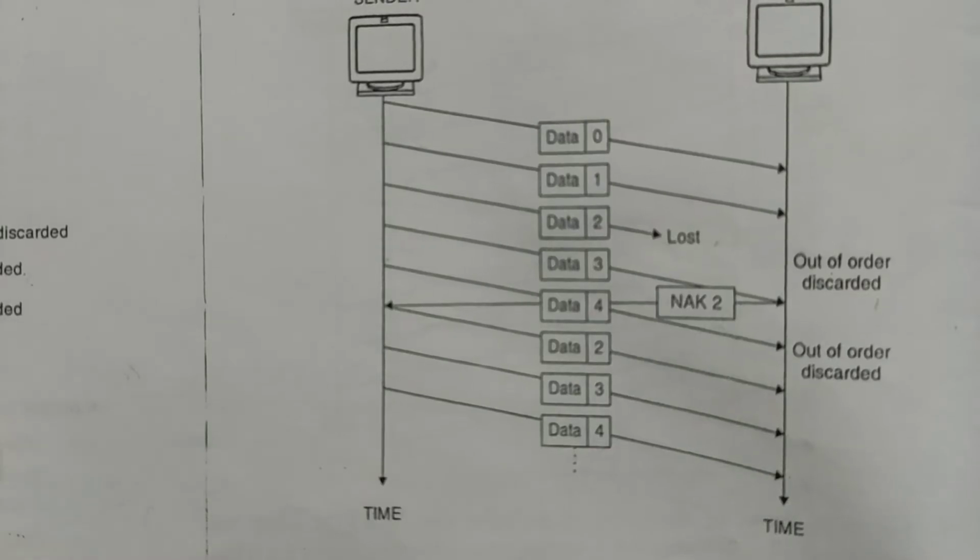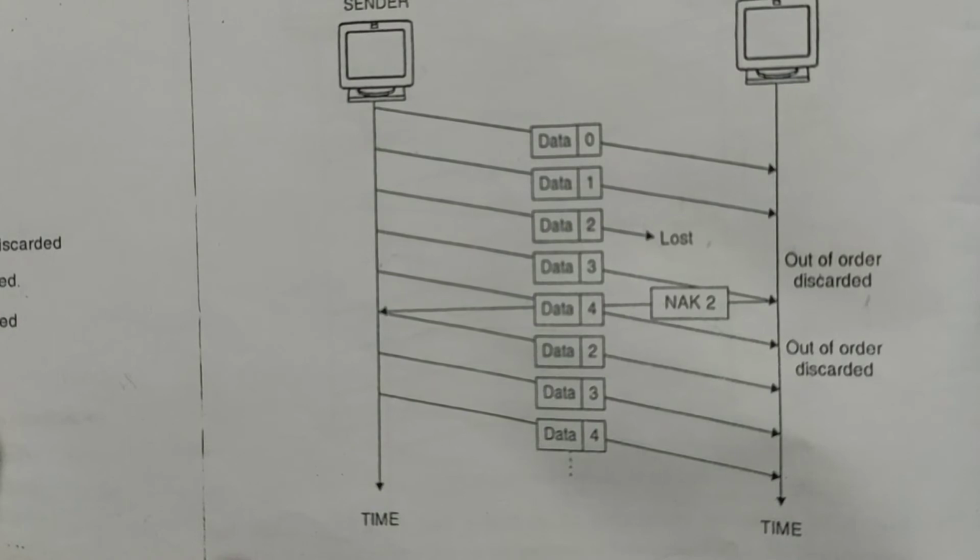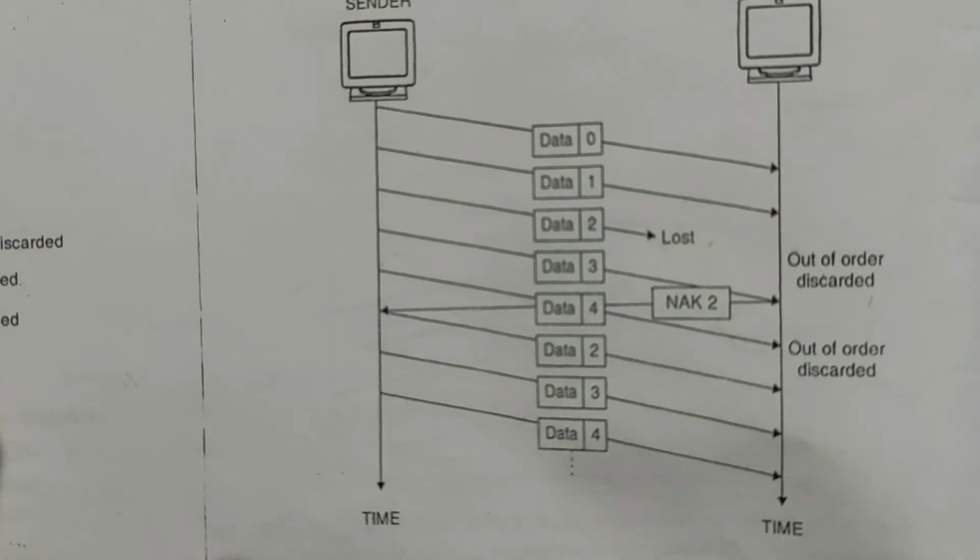Now this is go back N for lost data frames. Here data frames 0 and 1 are received intact, but data frame 2 is lost. Frames 3 and 4 then arrive at the receiver. The receiver, which is waiting for data frame 2, will discard frames 3 and 4 because it has received them out of order.